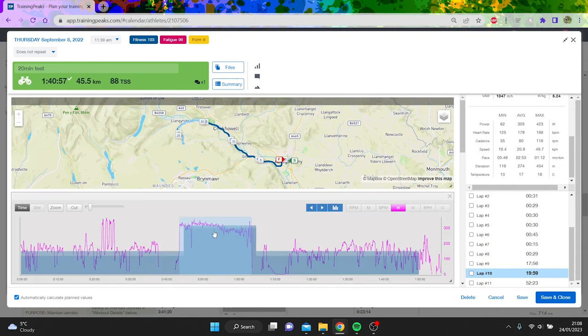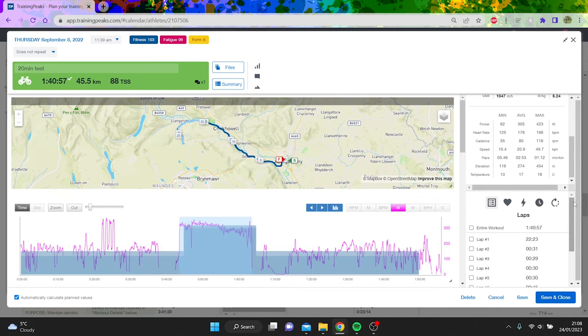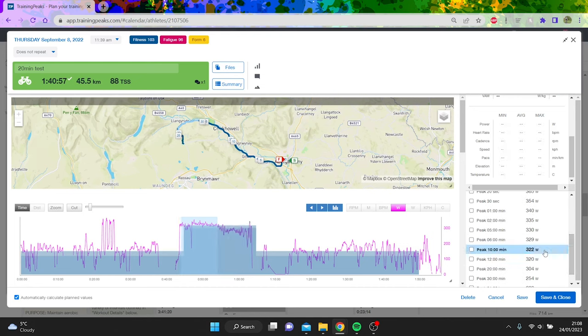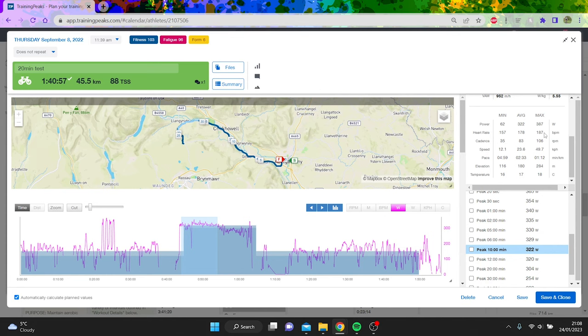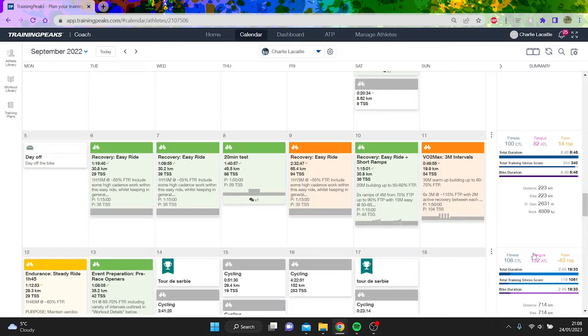307 watts. Like, that's gone down so much. You think that's gone down 11 watts and it's cracking up 20 hour weeks. It's unbelievable, isn't it? If we look at the peak power here as well, you can see 10 minutes 322 was okay, including the spike, but then it just got worse and worse. And again, you can see heart rate only 187. That's not good.